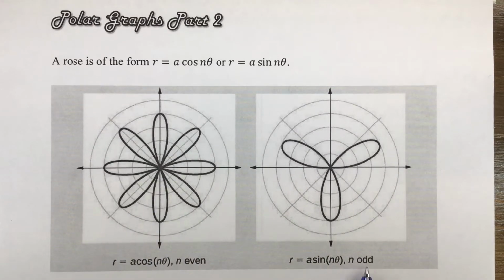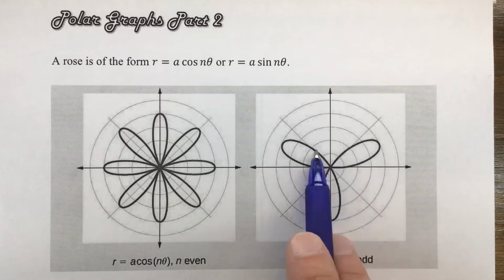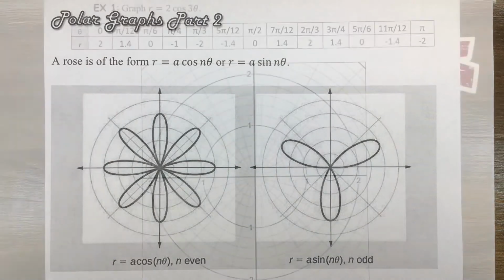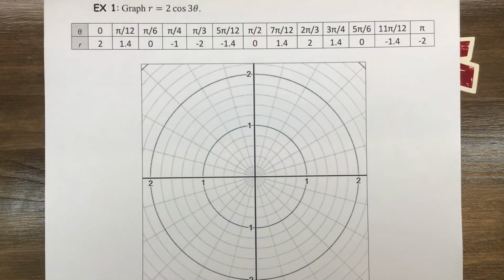If n is odd, you are going to get an odd number of petals. In this case, whatever the n value is, that will be the number of petals that you get. So this would have an n value of 3. Again, this n value would be 4, but you get 8 petals. This n value would be 3, and you end up getting 3 petals. The orientation of the graphs is going to depend on whether we have a sine or a cosine function here.